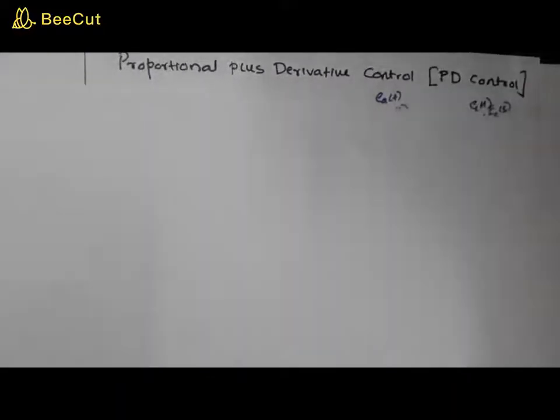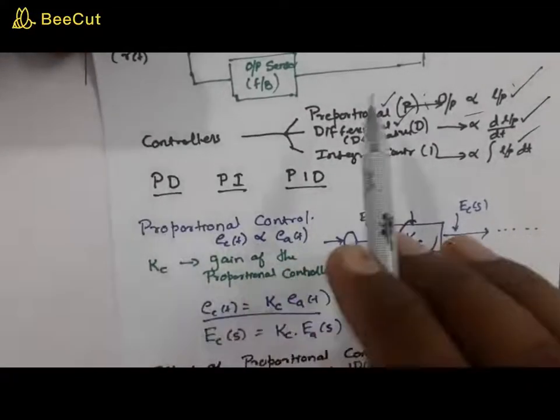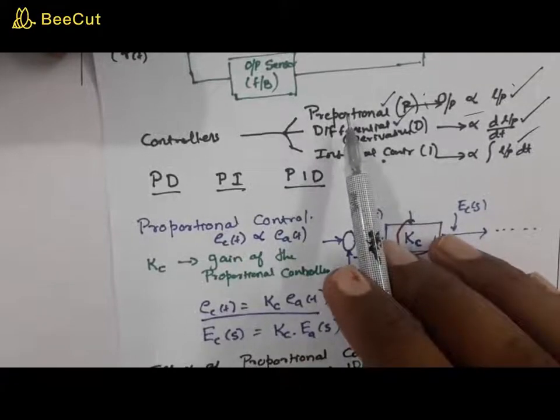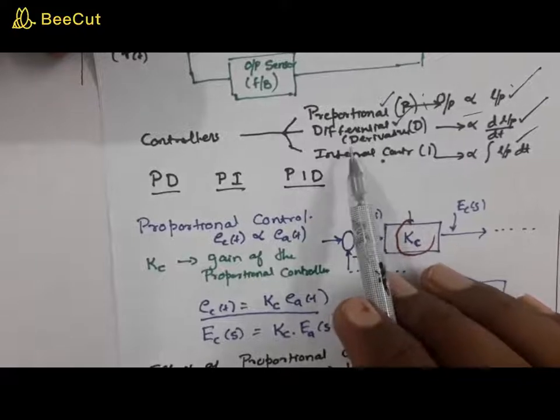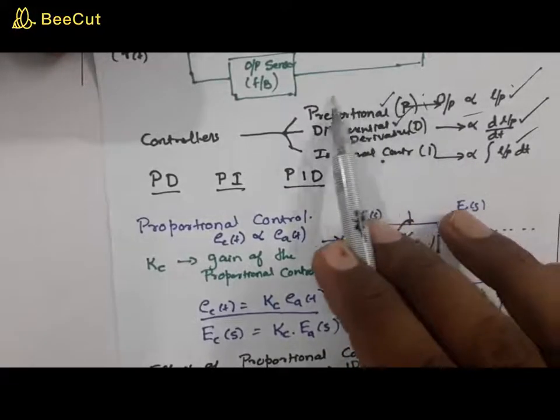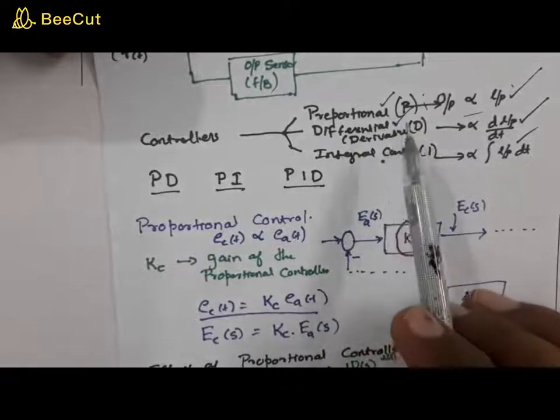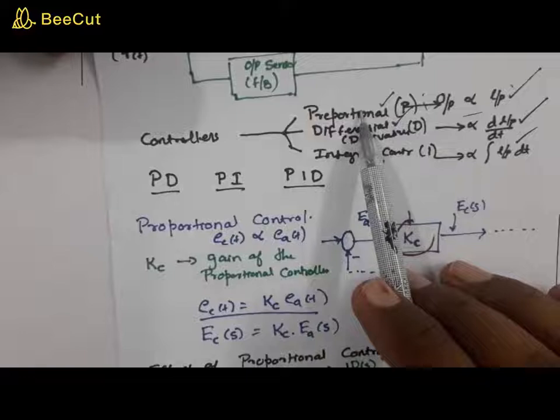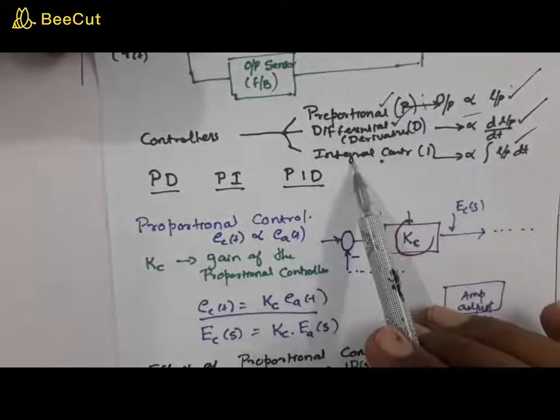So what we have seen is regarding the controllers individually. We have already seen that controllers are of three different types: proportional controller, differential controller, and integral controller. And so far we have seen all these things. We have seen the advantages and the drawbacks of each controller individually.